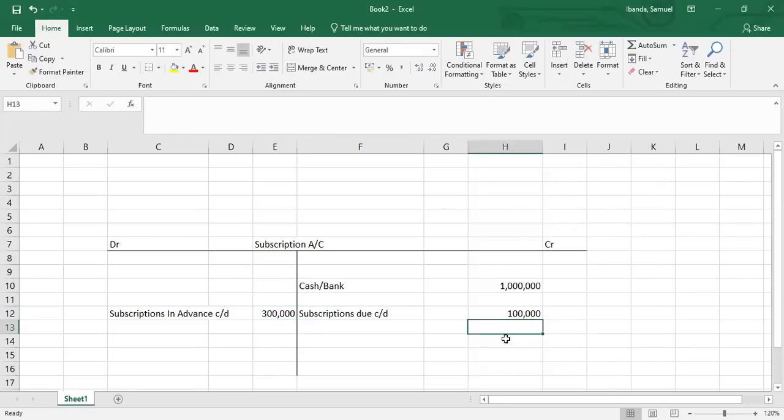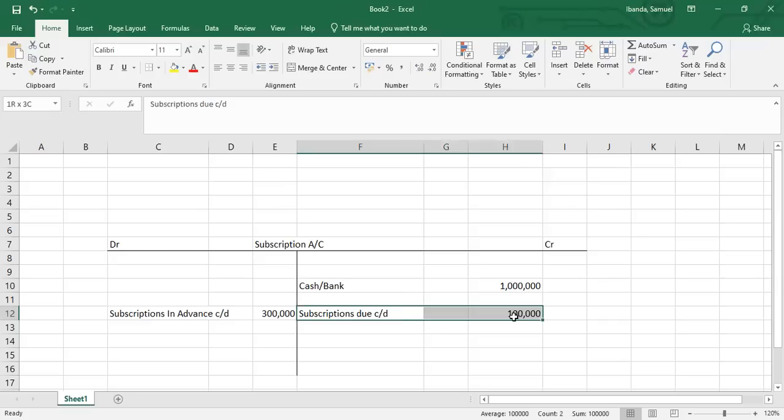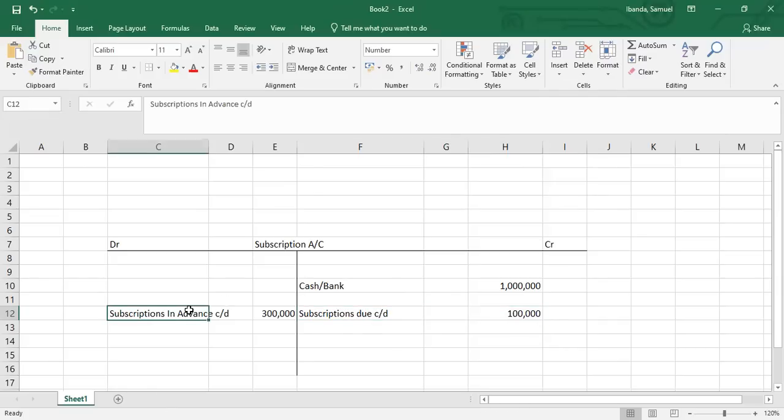Okay. So once we've input, in case they had given us subscriptions in advance at the start of the financial year, we would record it here. But since we don't have it, I will not record. I've also not recorded any subscriptions that were due at the start of the year because we didn't get it. So all the information we got was the subscriptions that we received in the period. We also got subscriptions that were due at the end of the financial year. Then what we have also gotten are subscriptions that were received in advance that relate to the next financial period. So what I'll do then, I'll now balance off the respective sides.